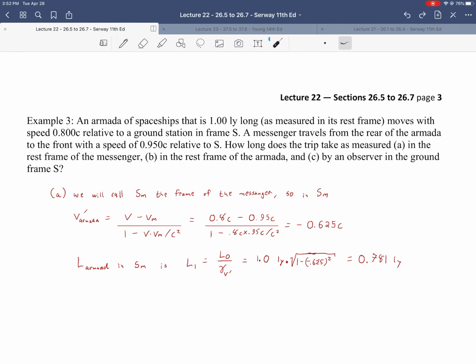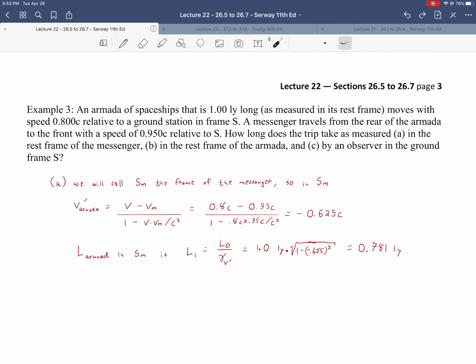Okay, so what's going on here? The whole idea is I found a relative velocity between the messenger and the Armada. Then I use that relative velocity along with length contraction to find out how long the Armada appears to the messenger. Of course, it would appear shorter, right? In any other reference frame other than the reference frame of the Armada, it will appear shorter. So relative to the messenger, the Armada is only 0.781 light years long.